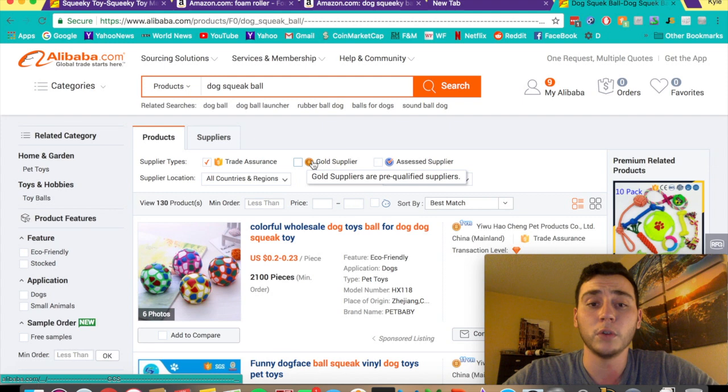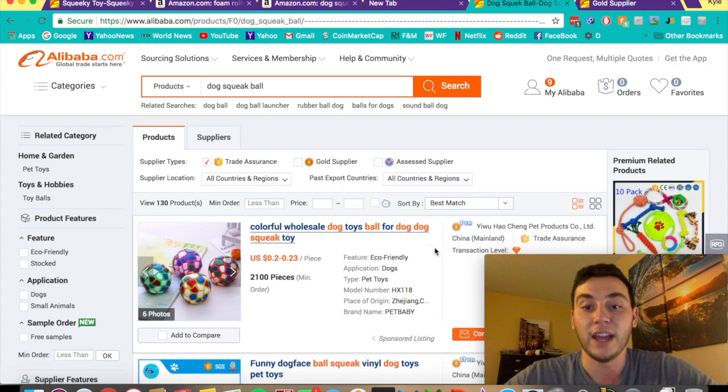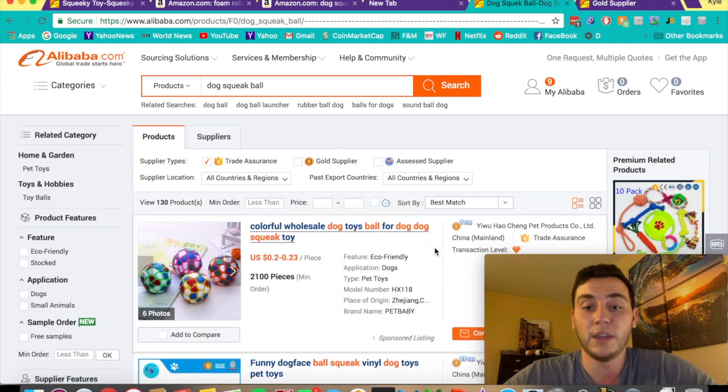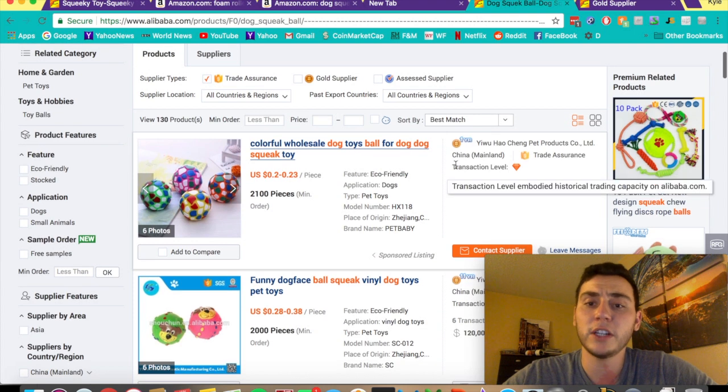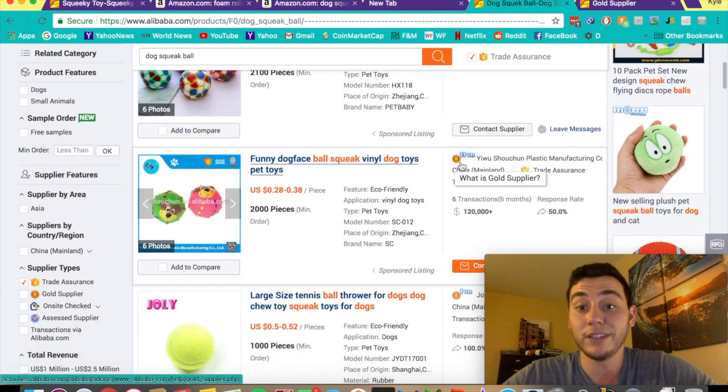And then gold supplier just means that they have a certain amount of time under their belt. Basically a subscription-based service that sellers pay to have that badge on the Alibaba website, and it helps people like you and me to choose them because you realize, okay, well, they've been on the site and making sales for a certain amount of years. So 1 year's good, but it's not great. But if you go down to this one, oh wow, 11 years as a gold supplier.